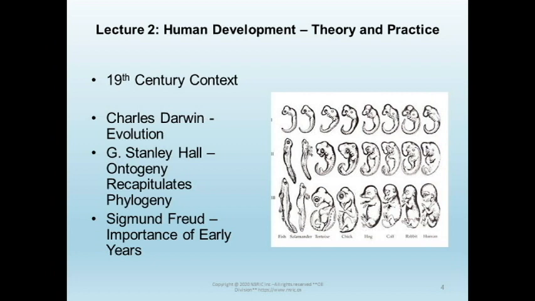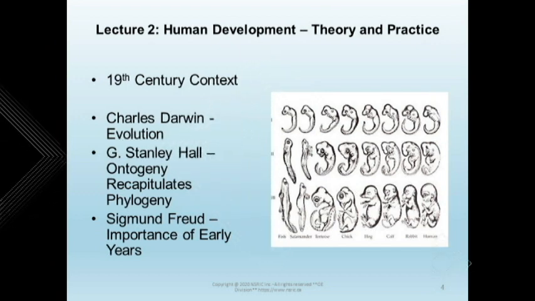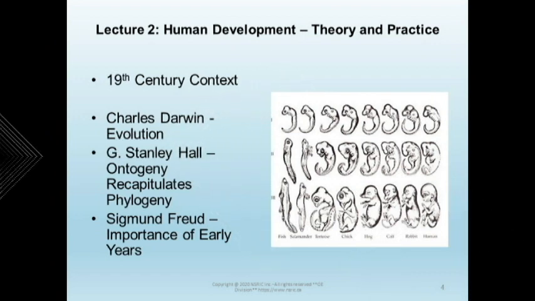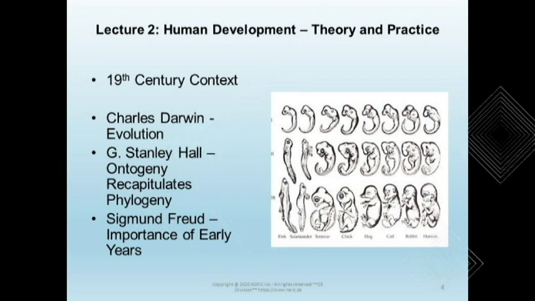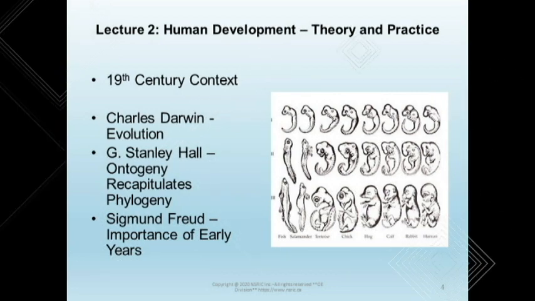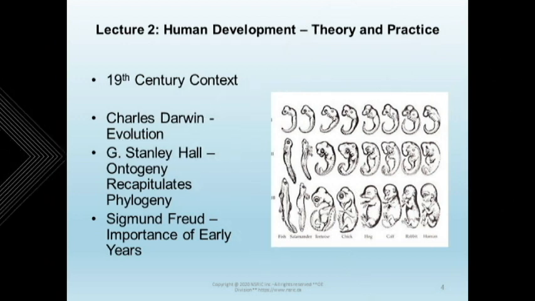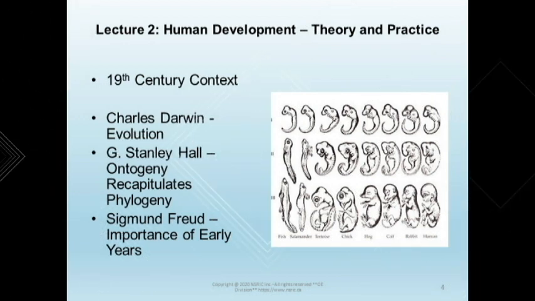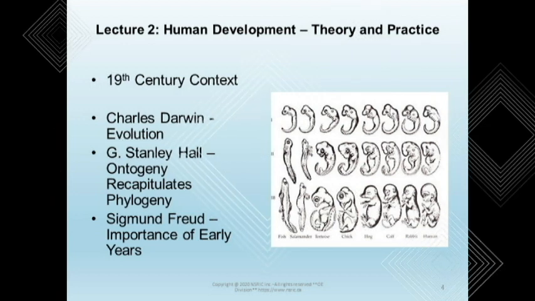So, to explore this concept, Hall conducted extensive research on human development and published several influential works, including his landmark book, which I've already mentioned, Adolescence, its Psychology and its Relations to Physiology, Anthropology, Sociology, Sex, Crime, Religion, and Education in 1904. And in this book, Hall examined the different stages of adolescent development and discussed how they correspond to key historical periods in human civilization.